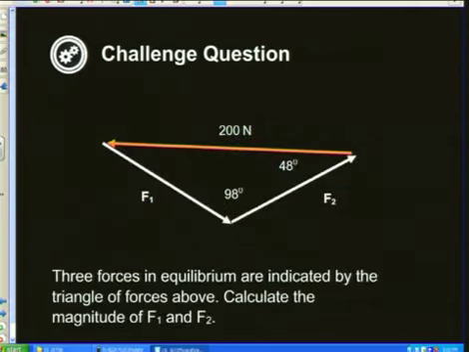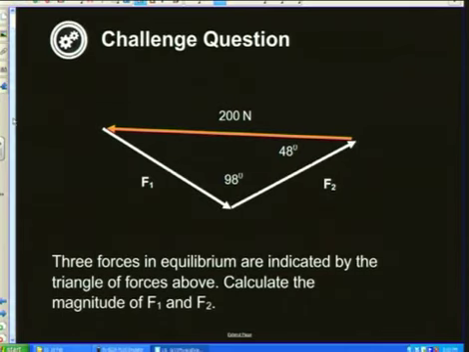Okay, now quickly, let's have a look at your challenge question here. I want you to be thinking about this as we move on. This is a challenge question that you should be working on. Three forces in equilibrium are indicated by the triangle of forces above. Calculate the magnitude. All I want is for you to find how big these things are, F1 and F2. Go and find that out.